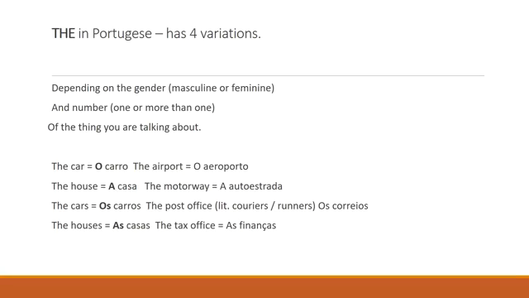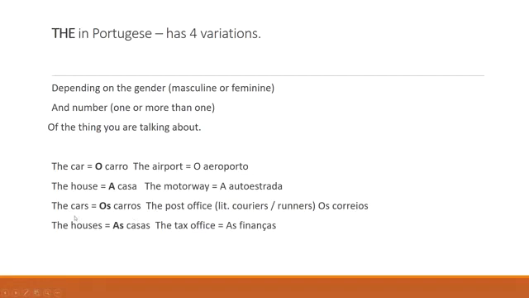The word "the" in Portuguese has four variations, and it depends on the gender, whether the thing you're talking about is masculine or feminine, and the number, one or more than one. Let's have a look at some examples. The car would be o carro. Airport, o aeroporto. The house, now that's feminine, so we say a casa. The motorway, a autoestrada.